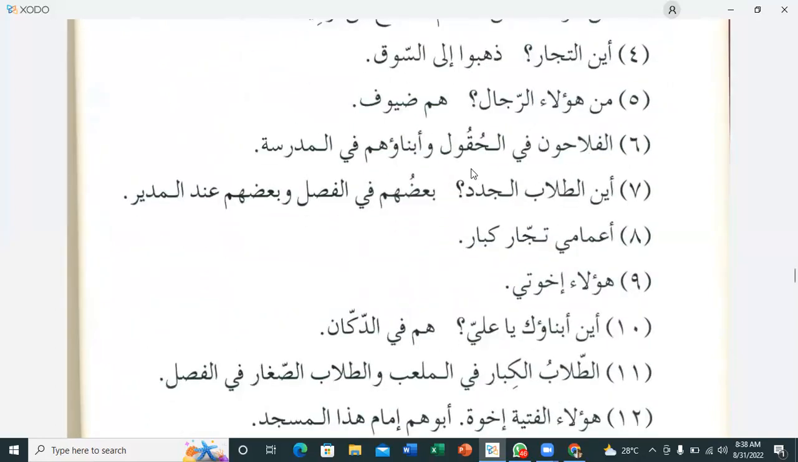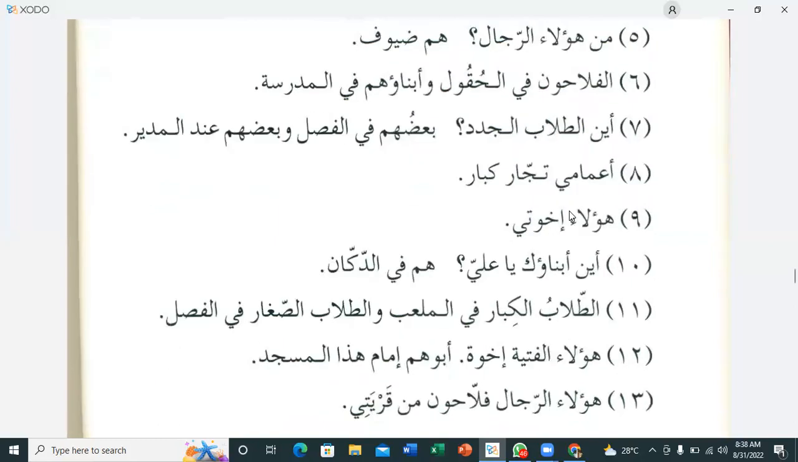Al-falahuna fil-hukuli. The farmers are in the fields. Wa-abna'uhum fil-madrasati. And their sons are in the school. Aina tullabul judud? Where are the new students? Ba'duhum fil fasli wa ba'duhum inda al-mudir. Some of them are in the classroom and some of them are with the principal.